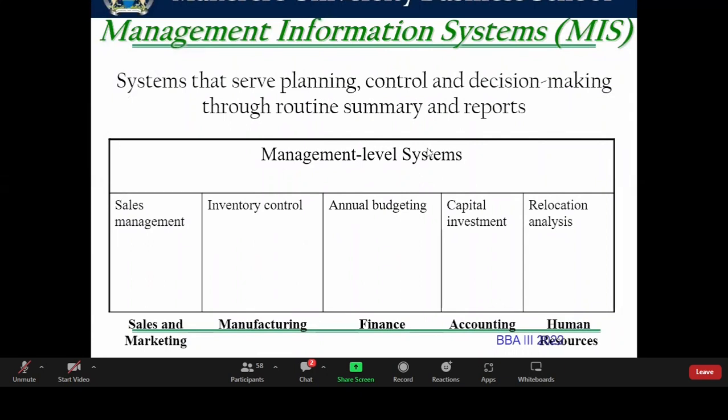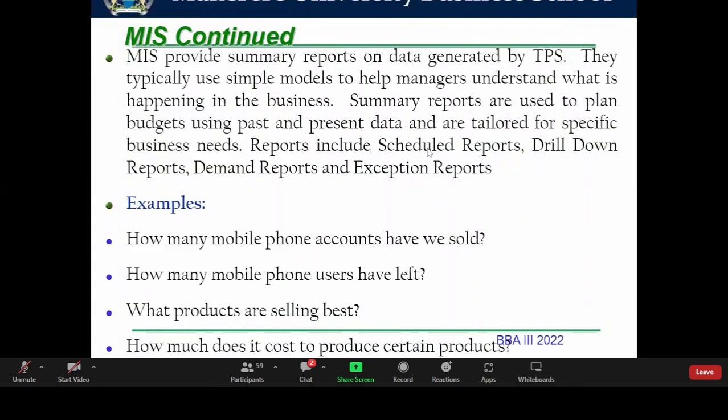Then MIS serve planning, control, and decision-making through routine summary reports. You're looking at sales management, inventory control, annual budgeting, capital investment, relocation analysis. That's where you look at management information systems. Automatically, as you look at that, you remember that we are looking at the tactical level of the organization. They provide summary reports on data generated by the transaction processing system. So you look at the connection between those levels of the organization.